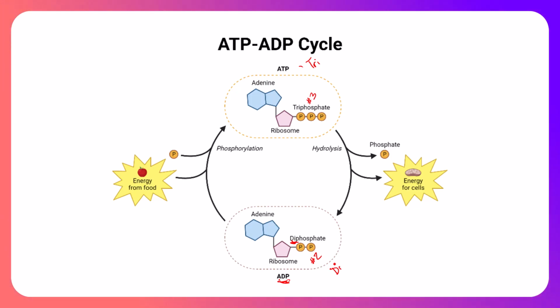And we also just said that the energy is stored between the 2nd and 3rd phosphate. By removing this 3rd phosphate, which was on the end of our ATP, we release the energy that's stored in that bond, and that's how the energy is released, and so the cell can utilize that energy for a variety of biological processes.